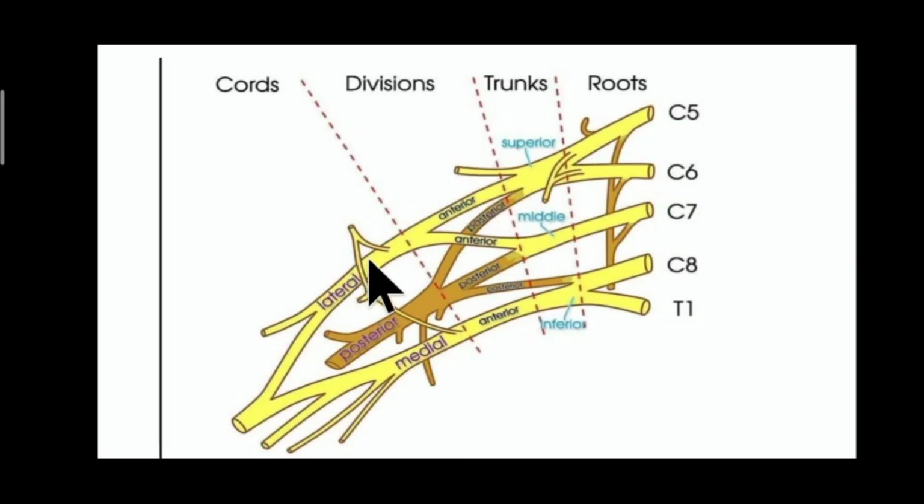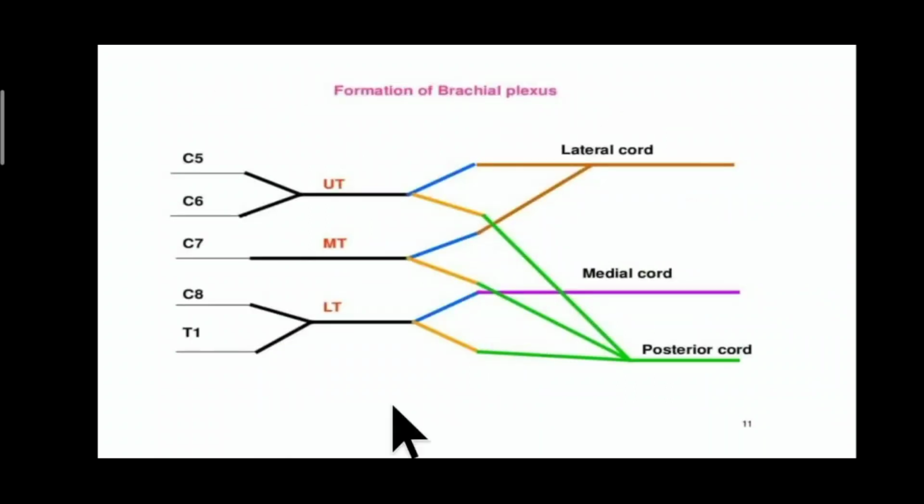So it's very easy. See, the upper and middle trunk's anterior divisions form the lateral cord, whereas the anterior division of the lower trunk forms the medial cord, and all the posterior divisions of the three trunks form the posterior cord. Now let's see it in a line diagram.